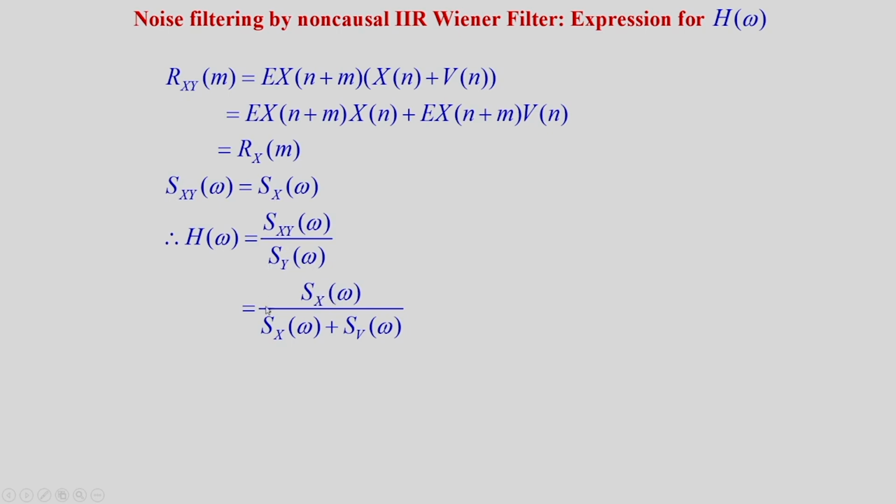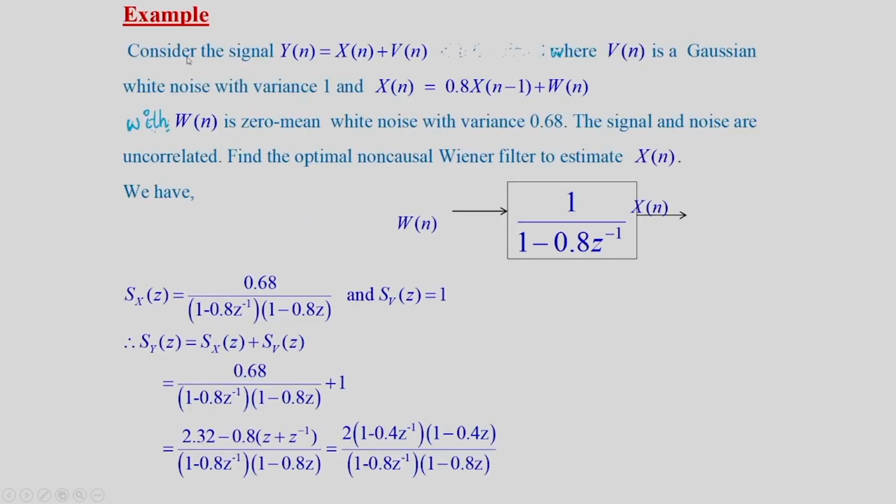Sy omega is equal to Sx omega plus Sv omega. Therefore, H omega will be equal to Sx omega divided by Sx omega plus Sv omega. So, this way we can determine the system function or transfer function of the non-causal IIR Wiener filter in terms of the power spectral densities of the signal and the observed data. Let us consider one example.